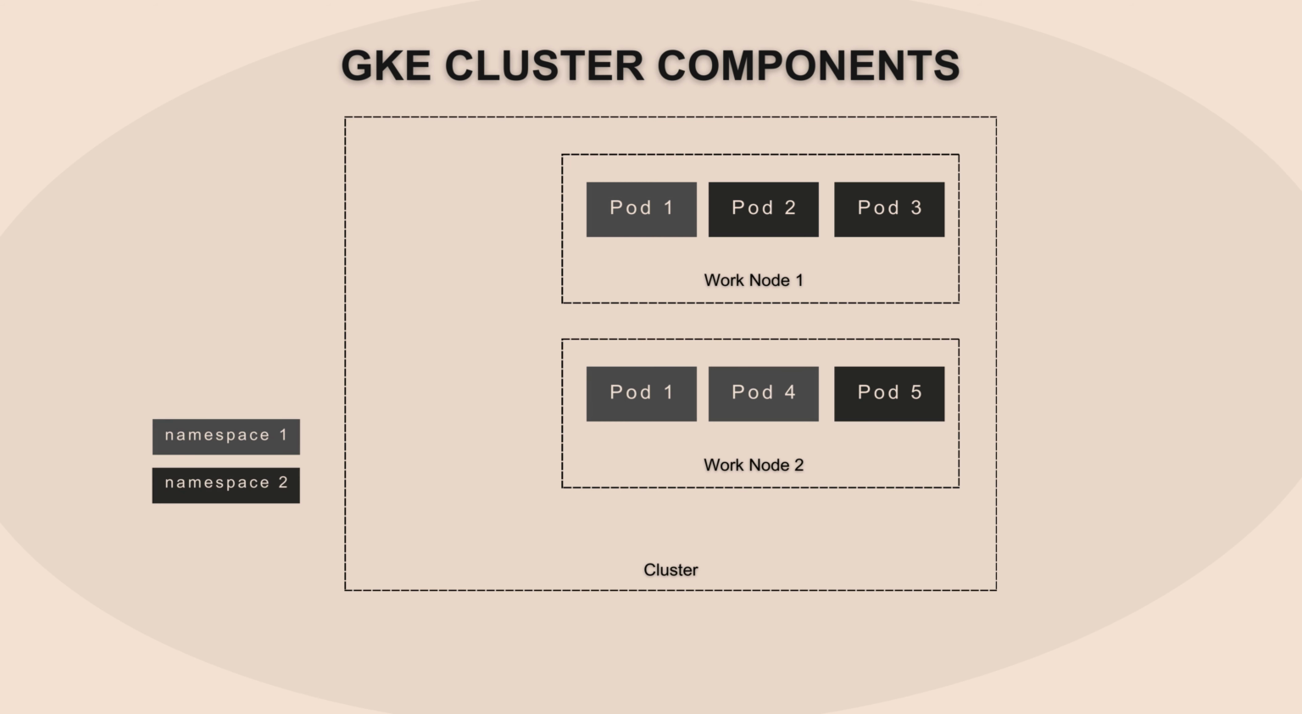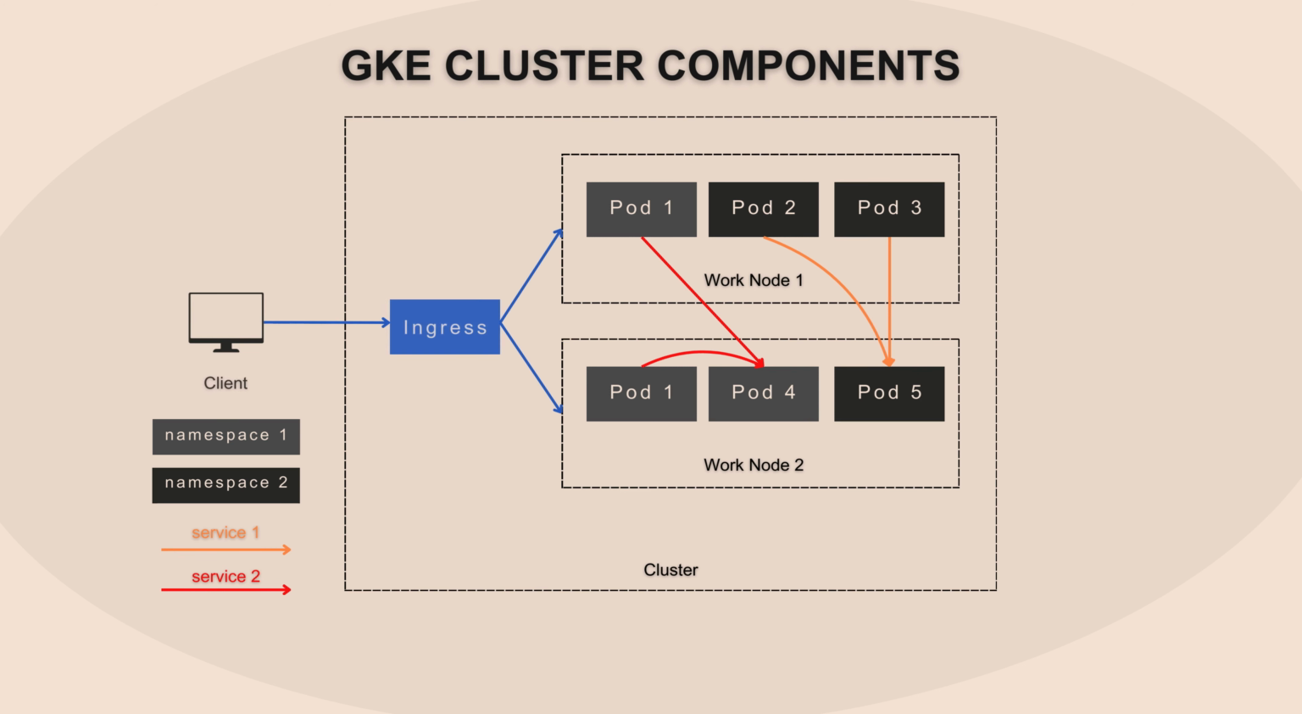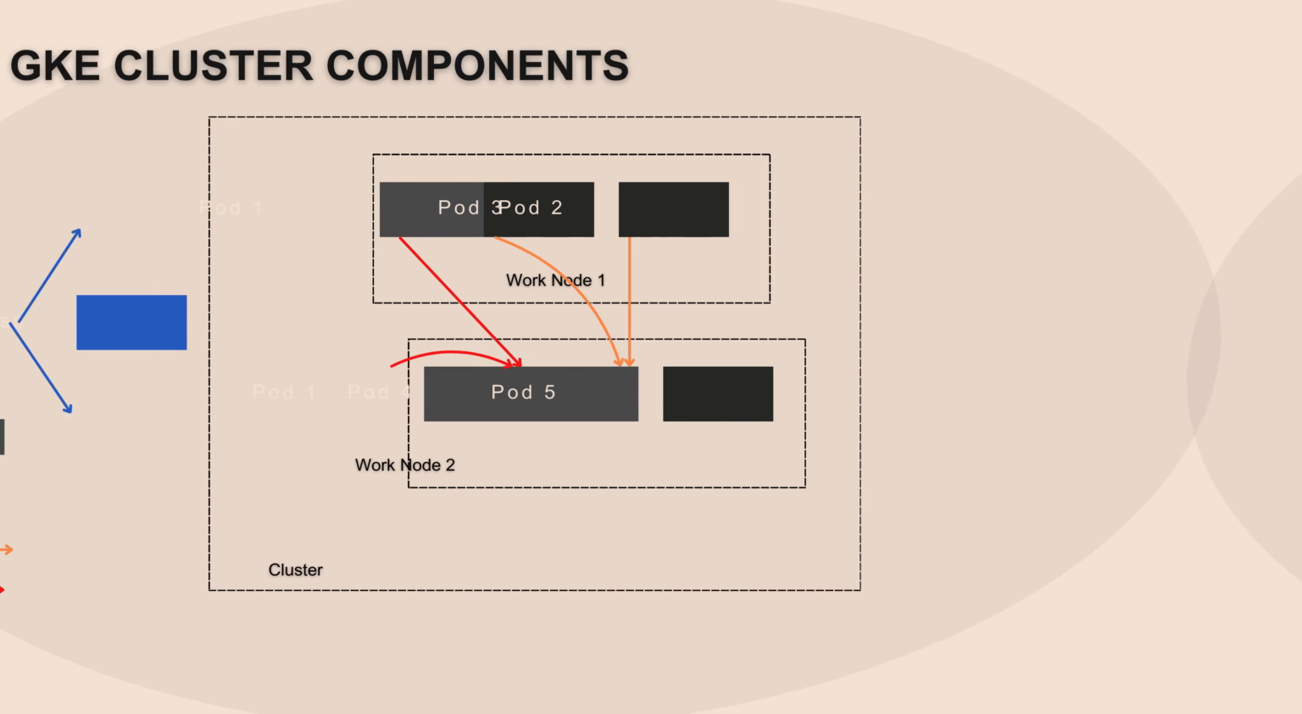Namespaces, logical partitions within a cluster used for organizing and isolating resources. Services, define how to access pods, providing load balancing and service discovery. Ingress, manage external access to services within the cluster, including load balancing and SSL termination. GKE offers a lot of features to enhance your container orchestration experience.